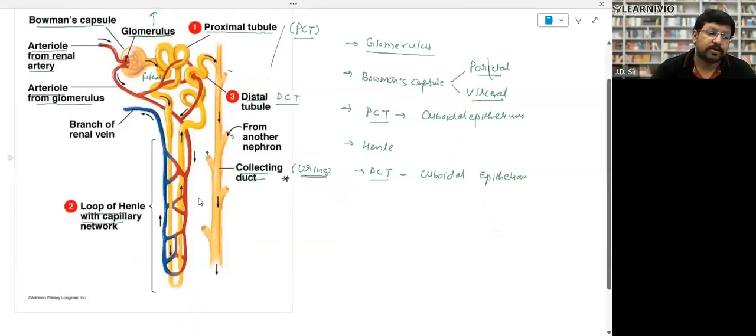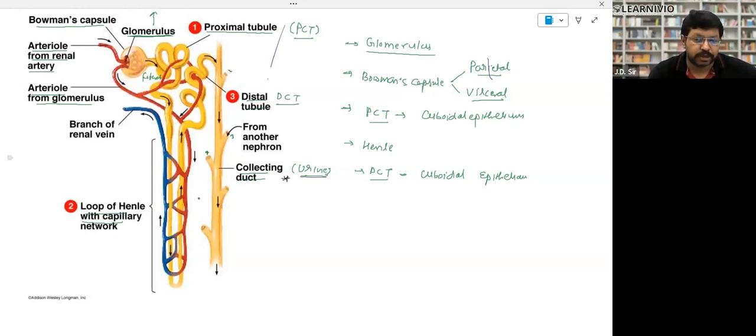So whenever we say filtrate, what do we mean by the term? The excretory material which is filtered out from the blood by the glomerulus, we use the term filtrate over here. This filtrate passes through this part, called the proximal convoluted tubule, PCT. Proximal means proximity, near to. So this part is near to Bowman's capsule. That's why it is called PCT, proximal convoluted tubule, right?